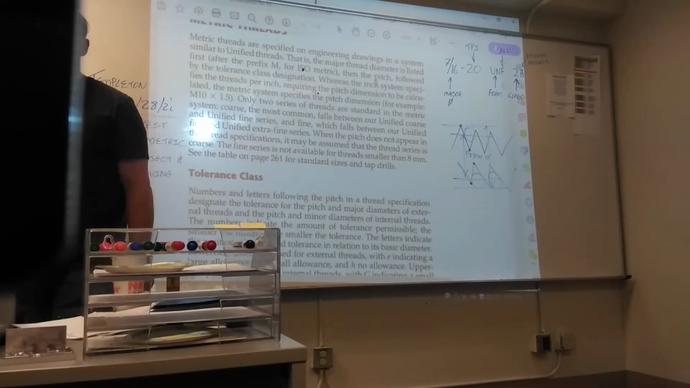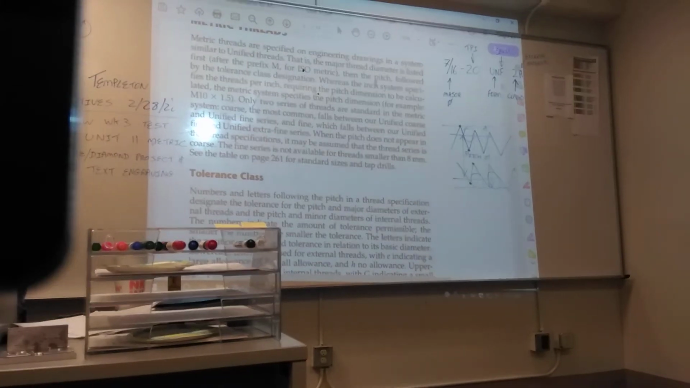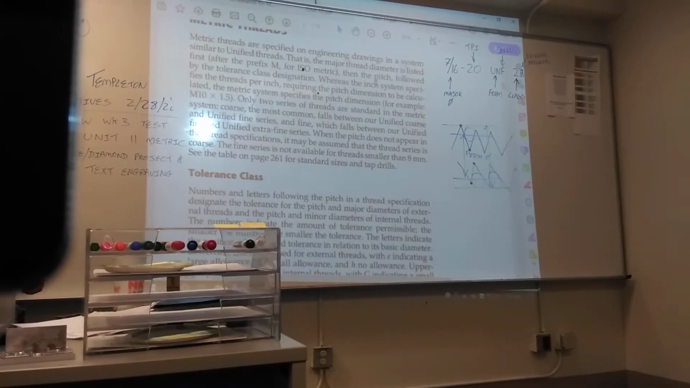Okay. So when you see a thread caller that says class 1, class 2, class 3, you've got to look in that book. It's the only way you can get the tolerances, unless your company specifically has the gauges already set up. And then you just use the gauges to check.